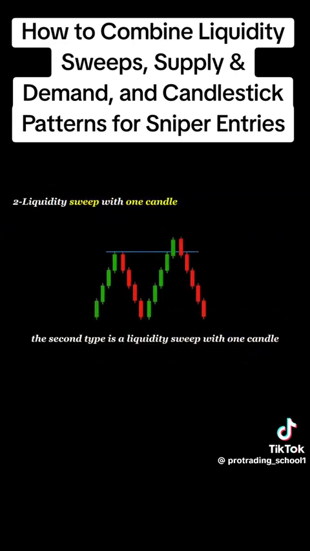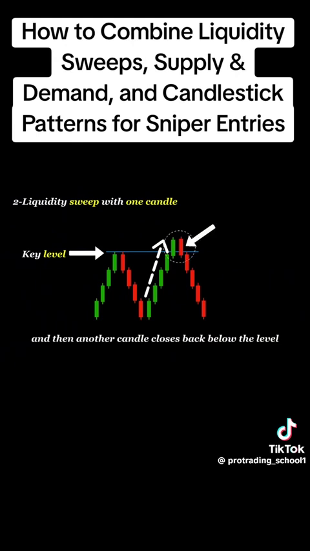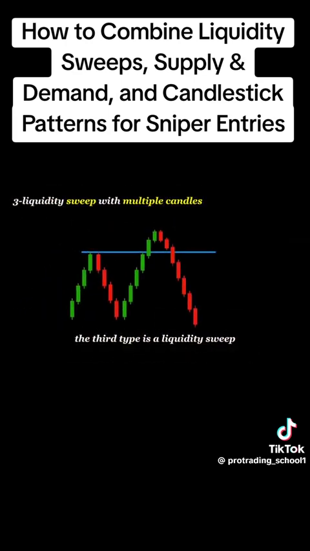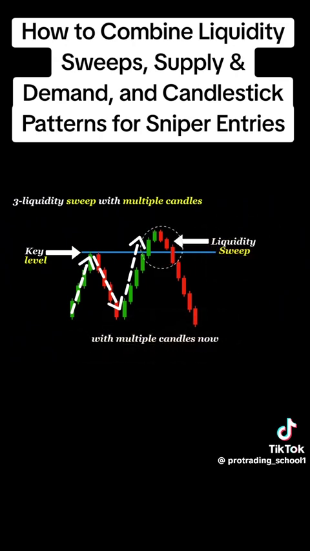The second type is a liquidity sweep with one candle. The market reaches a key level, retraces back to it, breaks it with a single candlestick, and then another candle closes back below the level, as shown in this example. As a result, stop losses are triggered, and many retail traders become trapped. The third type is a liquidity sweep with multiple candles. In this case, the market reaches a level and reverses, forming, for example, a support level. Price then retraces back, breaks below the level with multiple candles, and eventually closes back above it. This is what we call a liquidity sweep with multiple candles.